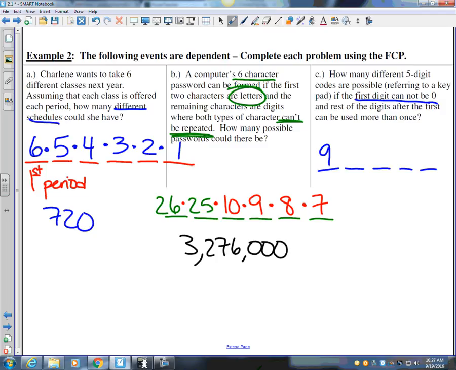Okay? All right, now the rest of them can be 0. All right, and they can be used more than once. So this one is what? 10, and this one is 10, 10, and 10. What are we doing with those numbers? Multiplying them.